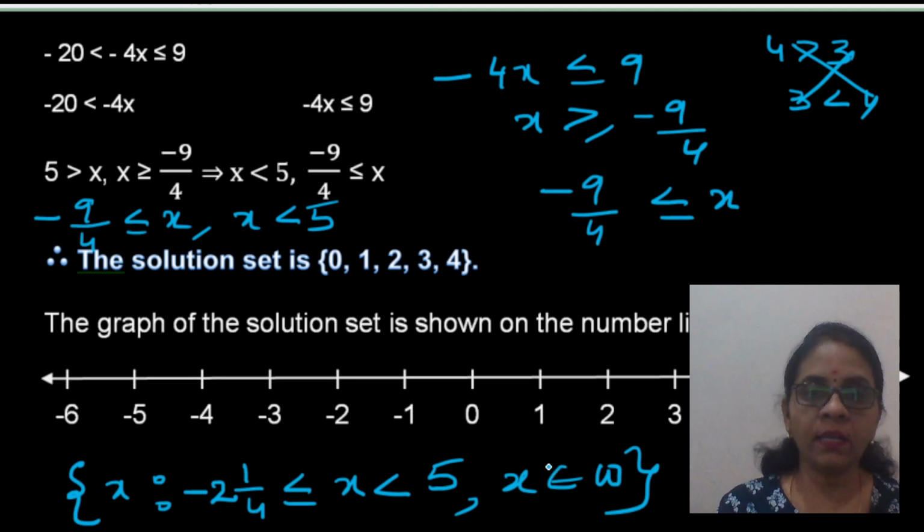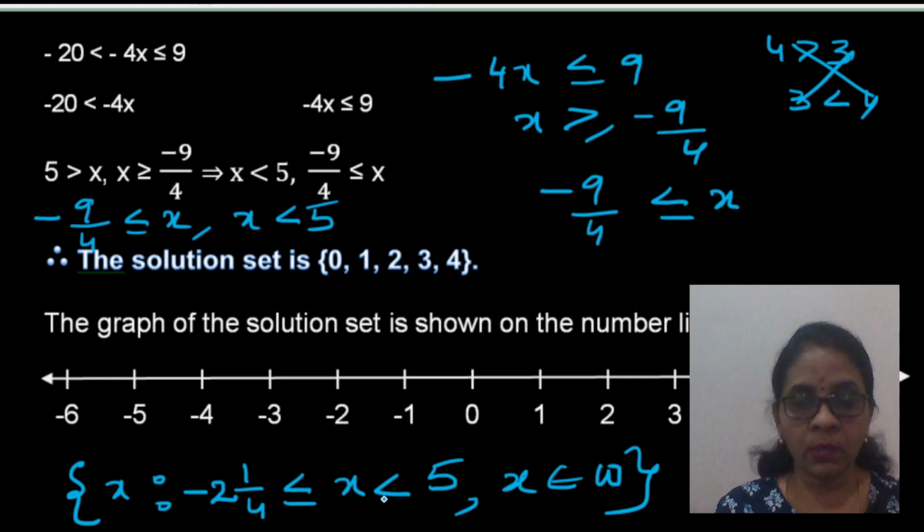And if it is real numbers, you have to write only in set builder notation. But if it is whole numbers, natural numbers or integers, you can write this and that. So the answer is 0, 1, 2, 3, 4. What are the whole numbers between minus 2.25 and 5? 5 is not included. So 0, 1, 2, 3, 4 only.